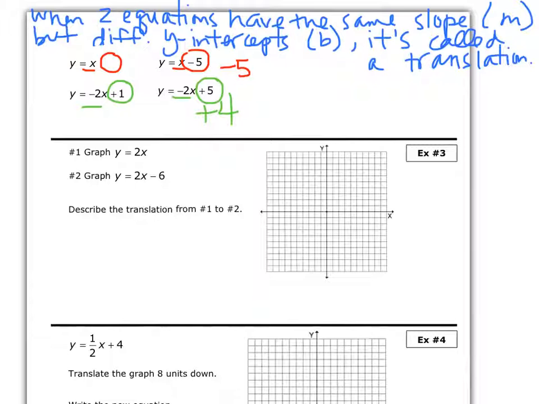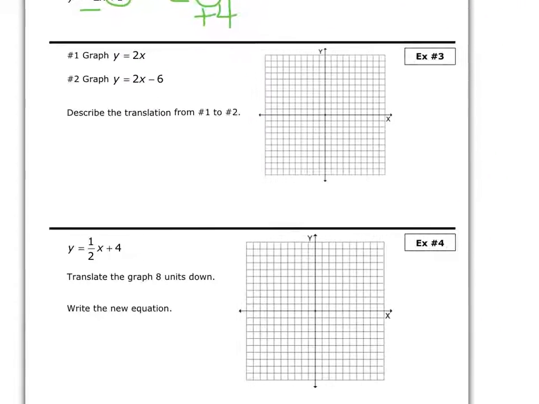Okay, so let's look at another one now. We're going to describe the translation. So your questions will be worded like this, where it says to describe the translation. So I'm going to, again, just graph both lines and look at them. So number 1, graph y equals 2x. So my m is equal to 2 over 1. My b is a 0. So 0 would be right here. And then up 2 over 1, about right there, up 2 over 1. And so connect your line.